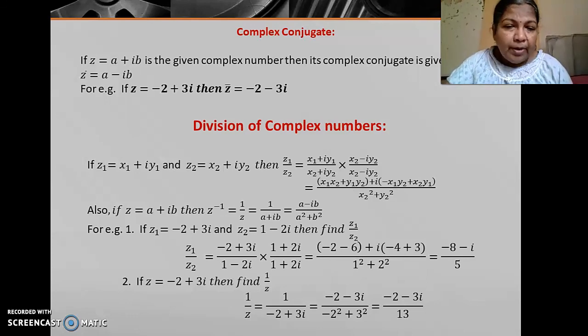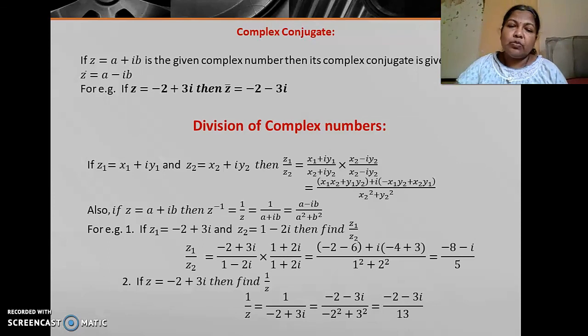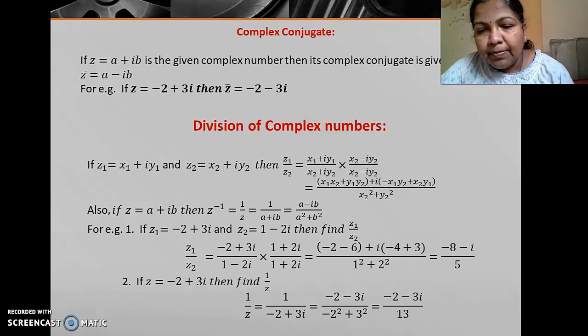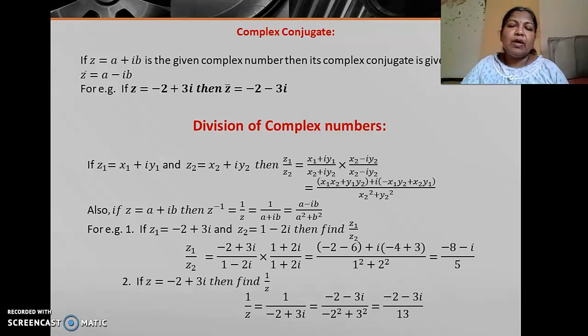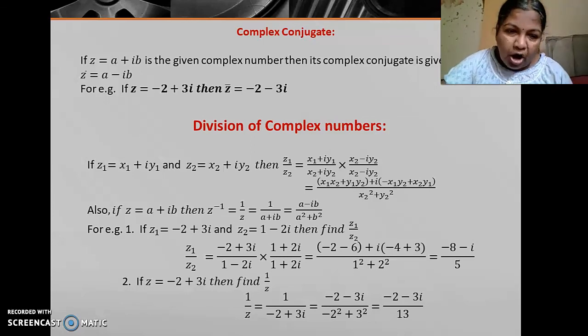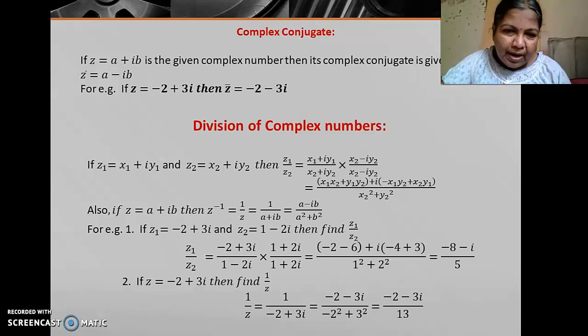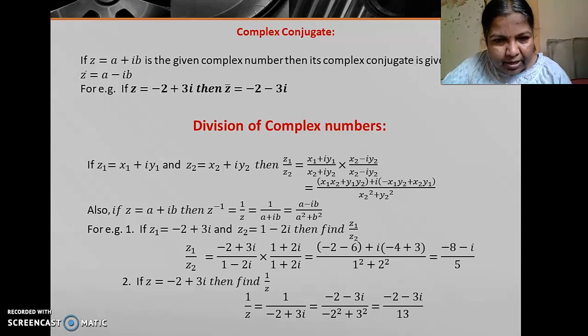Denominator: 1 minus 2i and 1 plus 2i. I want to multiply, so I use the formula a plus b, a minus b is a square minus b square. Why am I getting plus over here? Because this becomes 1 square minus 2i square. i square is minus 1, hence minus of minus 1 gives me plus 2 square. Therefore I have 1 square plus 2 square, which is 5.